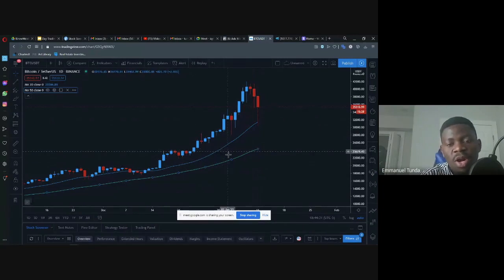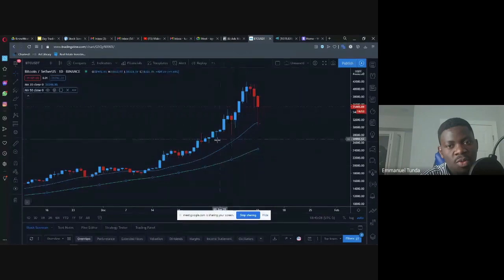Now, one of the strategies that you can use with this moving average is that, as you always know, for every push, there must be a pullback. So every time a market is in a trend, whether it is a downtrend or an uptrend, there will always be a pullback. So for example, using the same example of Bitcoin, right now we are seeing how Bitcoin has been going up so fast.